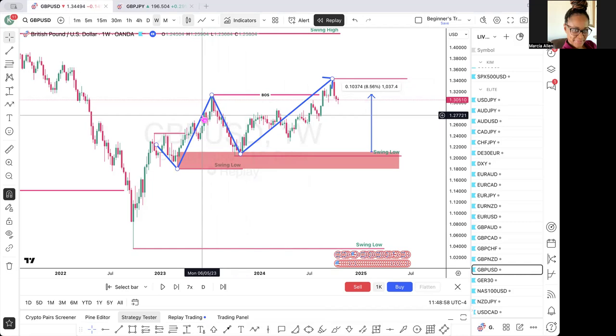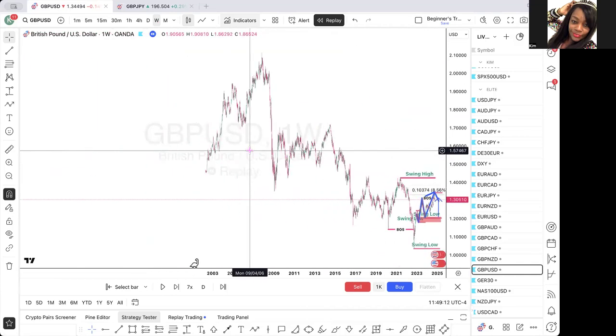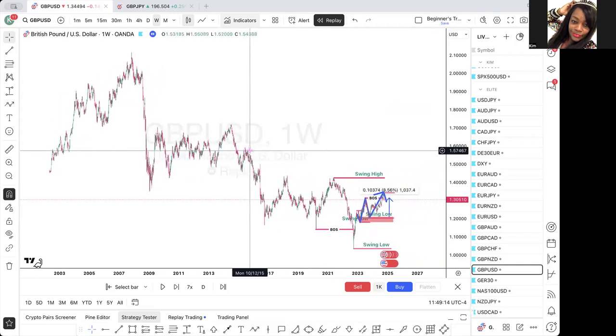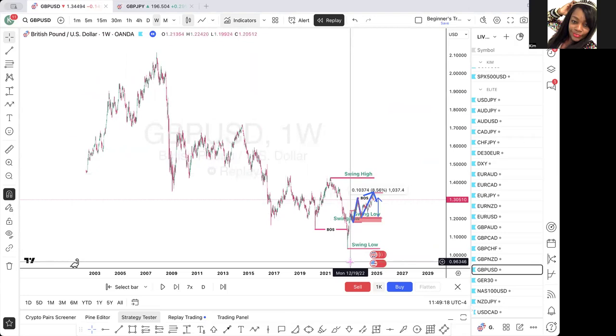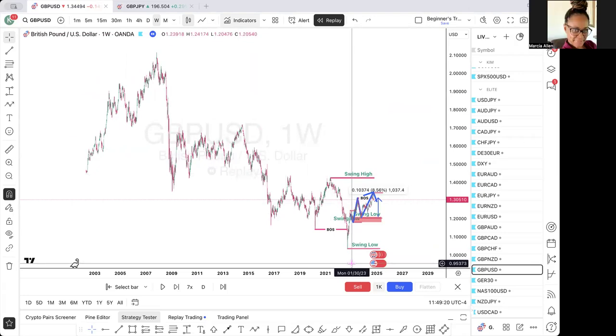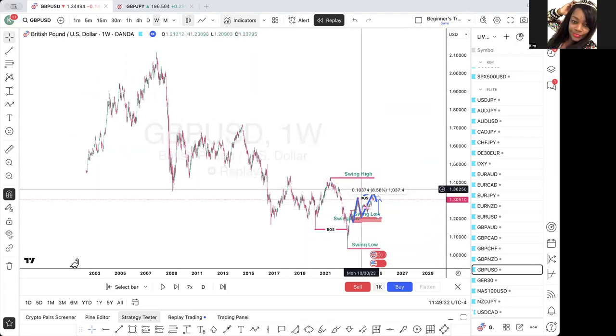So, when you look at a chart, you're looking at weekly first, then daily, then 4 hour. I usually go to the weekly because I need to see the whole chart. That's the only reason why I'm on the weekly. I need to see the full chart, the full structure. So that is why I'm only on the weekly.